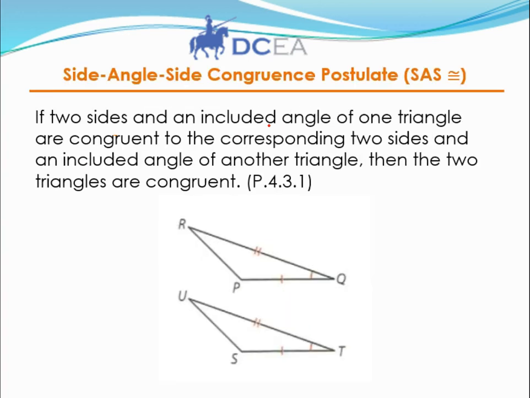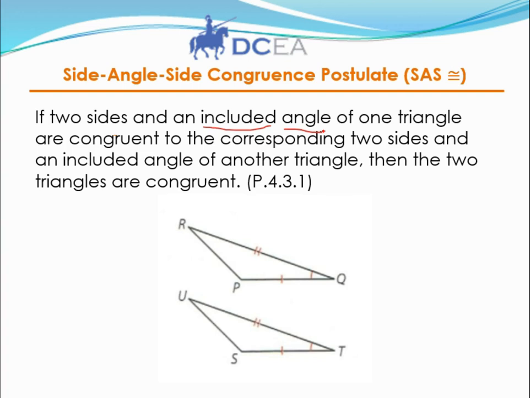This brings us to the side angle side congruence postulate. Just like we did in the construction, we proved 2 sides and an angle. So if 2 sides and an included angle of one triangle, so it has to be an included angle, are congruent to the corresponding 2 sides and an included angle of another triangle, then the 2 triangles are congruent. Let's look at our drawing.